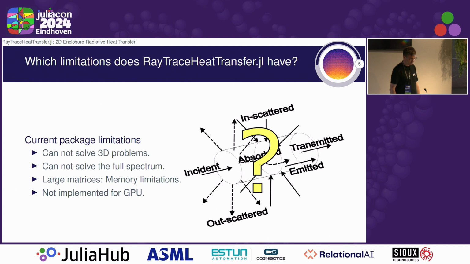And some limitations of my package. It cannot yet solve 3D problems, but I have some ideas on how to do that. It cannot solve the full spectrum, and it has some limitations due to the matrix formulations that it uses. The size of the matrices basically scales with the square of the number of elements in your domain, so they can become very large. I'm thinking about using memory mapping to have the matrices on the disk and then allowing for larger matrices, but I'm looking into that. It's also not yet implemented for the GPU.